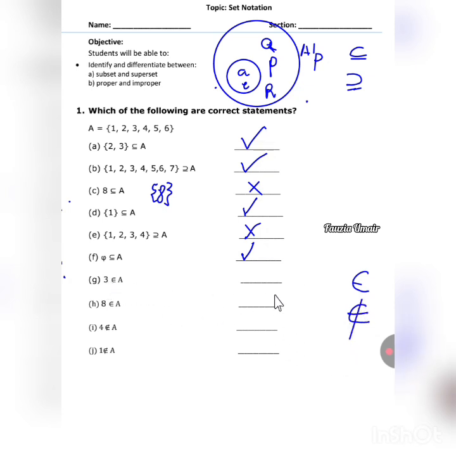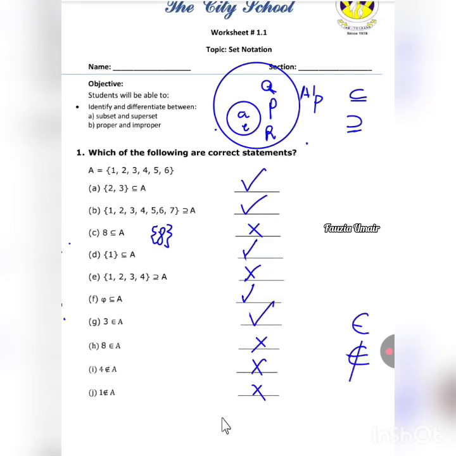3 belongs to A. Yes, 3 belongs to A. 8 belongs to A? No, 8 does not belong to A. 4 does not belong to A? No, 4 belongs to A, so that's wrong. 1 does not belong to A, so this is also a wrong statement. Right? So I hope this concept is clear. Moving on to the next question.